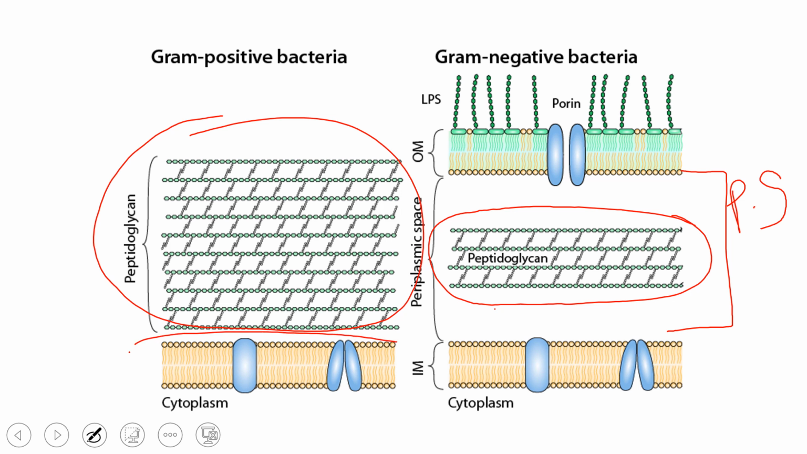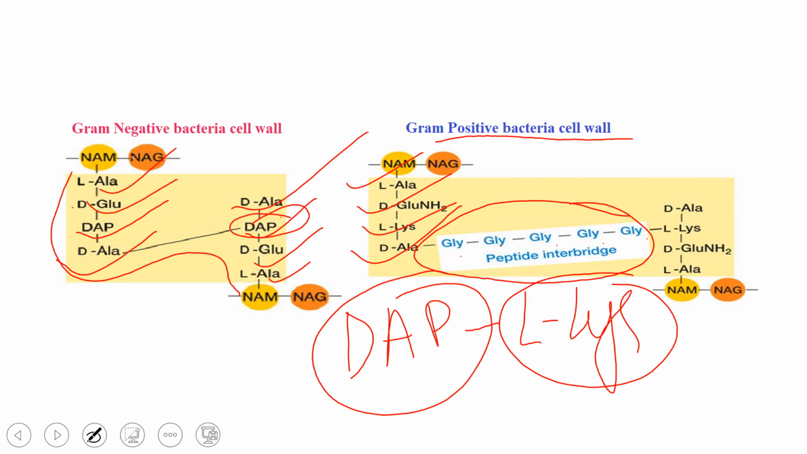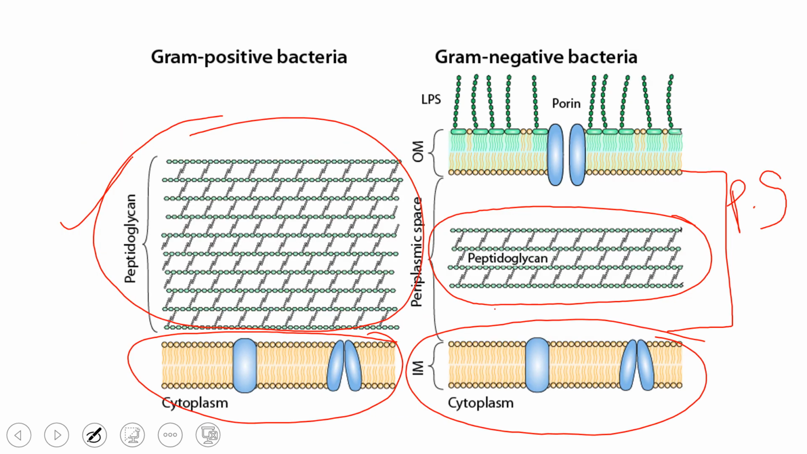You can see the cytoplasmic membrane, which is also called the inner membrane. These are the same. Even the peptidoglycan layers are the same. The only difference is that the peptidoglycan layer of the gram-negative bacteria is thin and that of the gram-positive bacteria is thick. And we have also discussed in brief the linkage between the NAM and NAM. So only these two are the differences in the peptidoglycan layer. The major differences lie in the outer membrane.